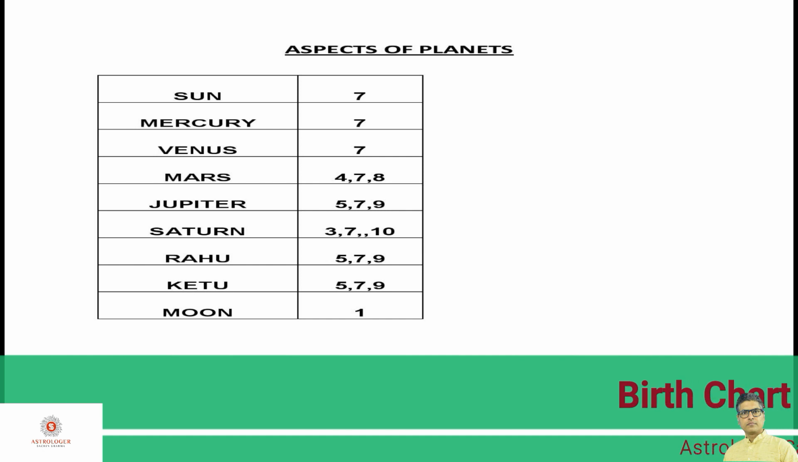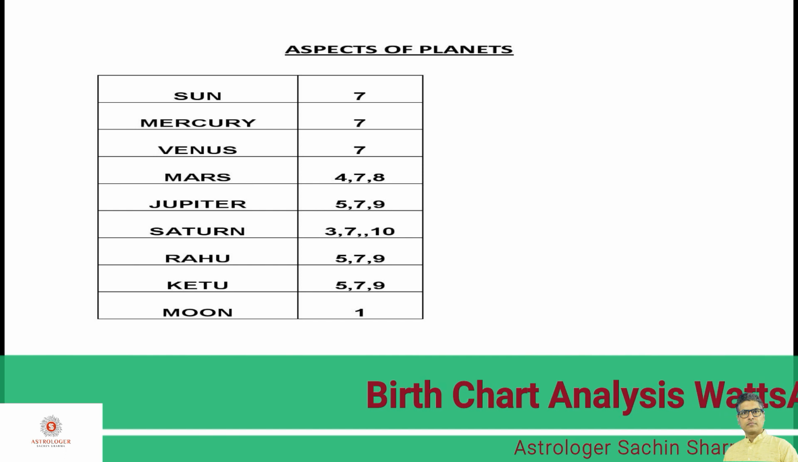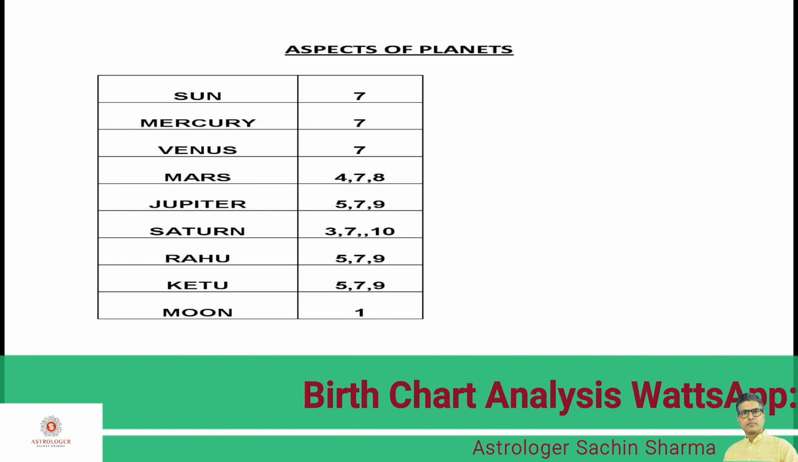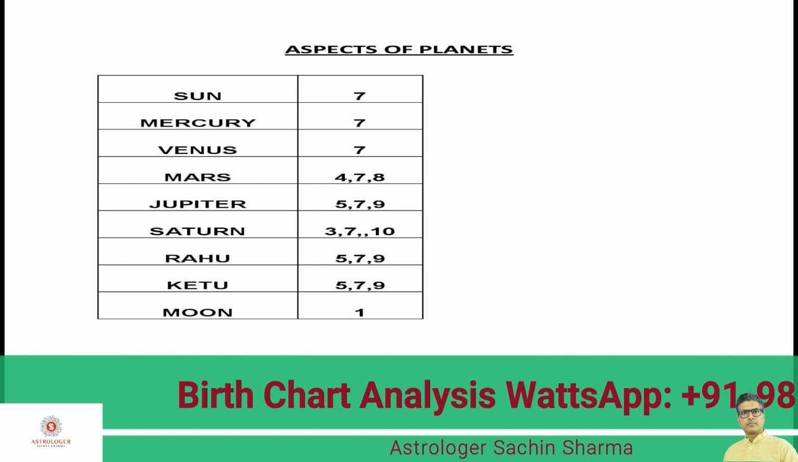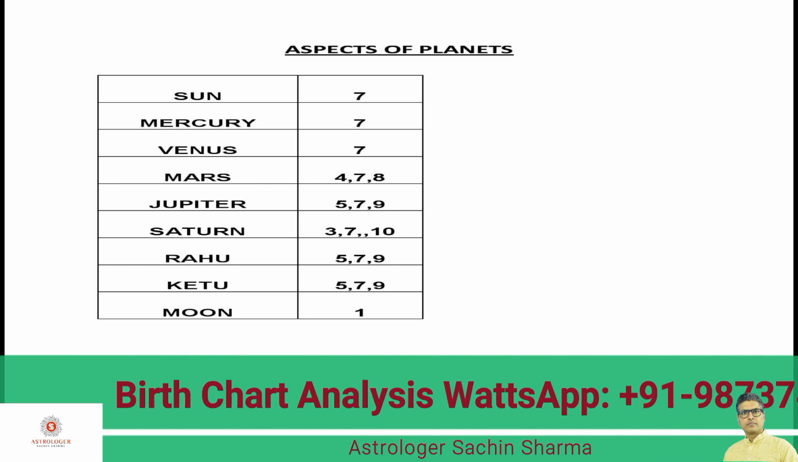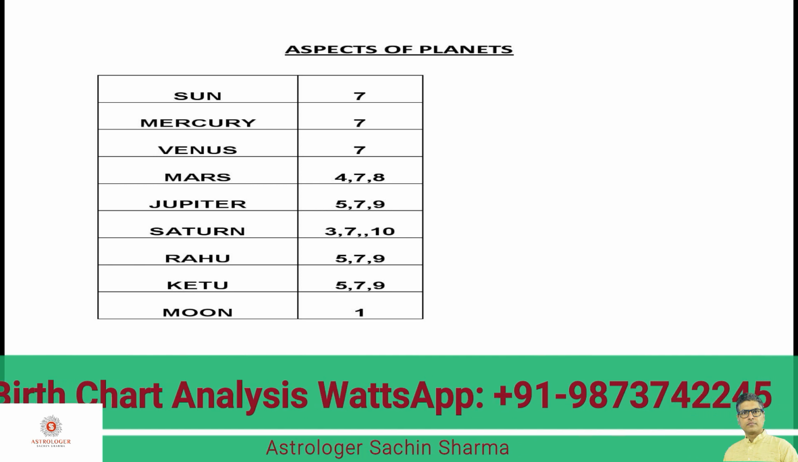Rahu aspect will be 5th house, 7th house and 9th house from where it is placed. Ketu aspect will be 5th house, 7th house and 9th house. Jupiter also aspect the same 5th house, 7th house and 9th house as we have already discussed. Sun aspect will only on the 7th house. Moon will also aspect only the 7th house.